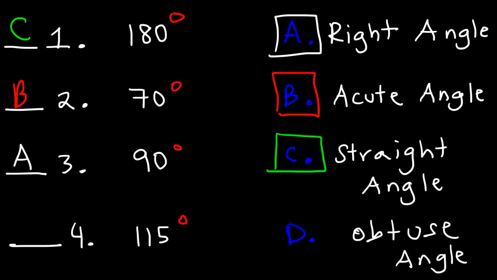And finally, number four by default has to be the obtuse angle. An obtuse angle is between 90 and 180. It's greater than 90, so 90.1 would be an obtuse angle, but it's less than 180. So 179 is an obtuse angle, and therefore 115 is also obtuse.